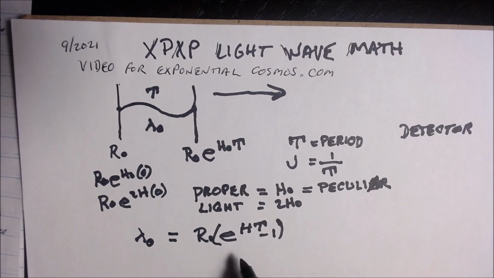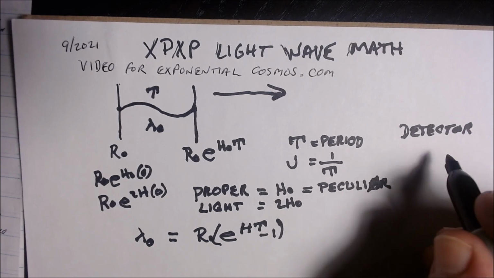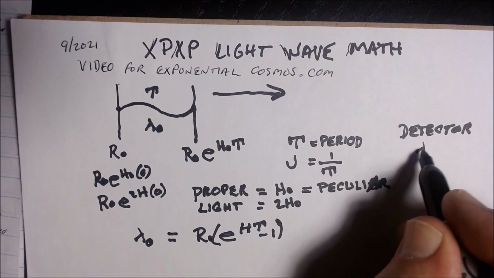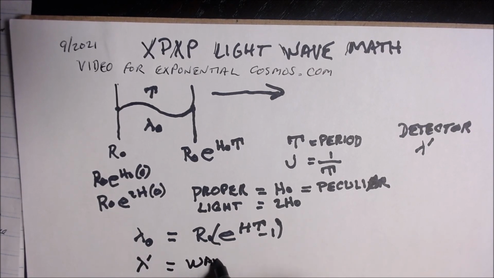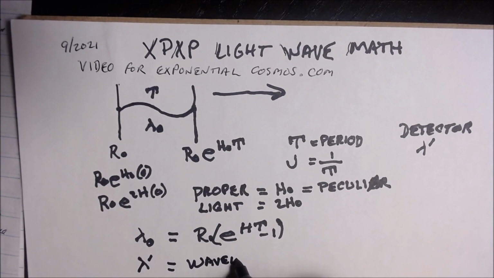observer. And this is what is observed by him or her at that location, this location here. As it moves, it expands relative to the proper expansion. Now, the flow is, by the way, the proper motion. Now, what is received at the detector is lambda prime. Lambda prime is equal to the wavelength at the detector.